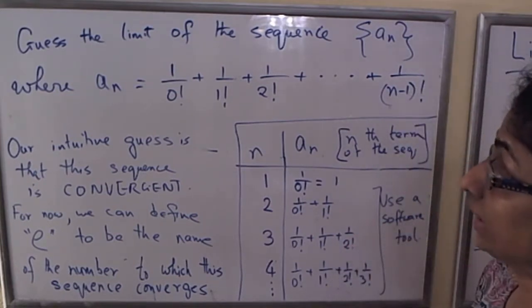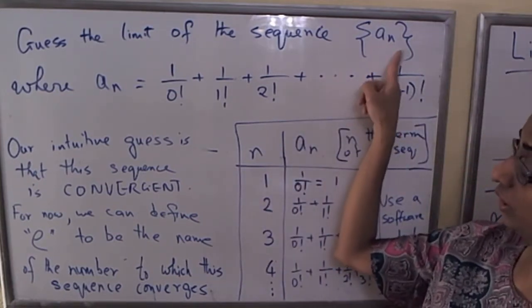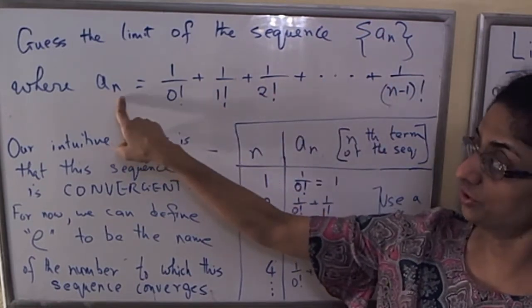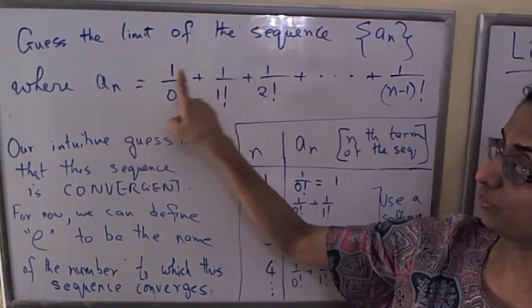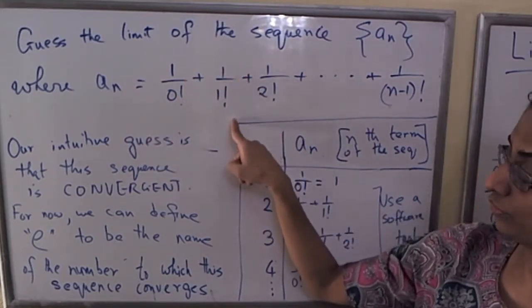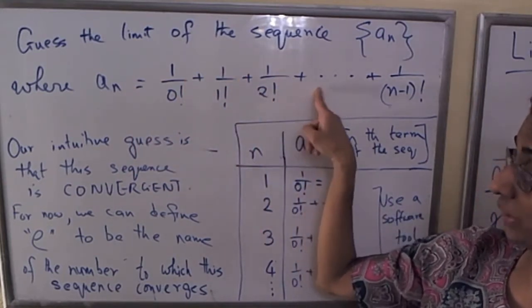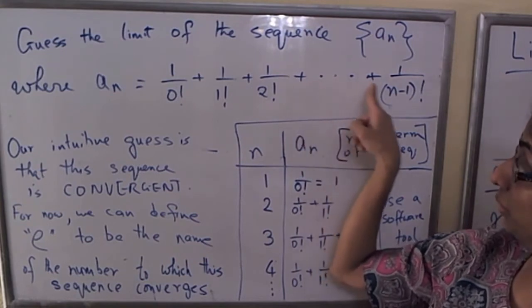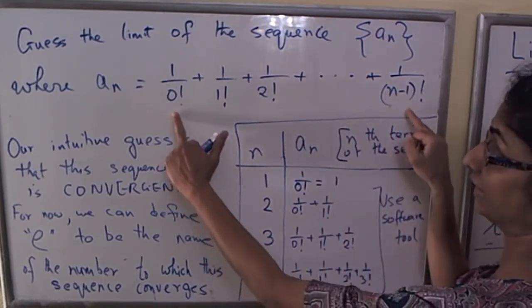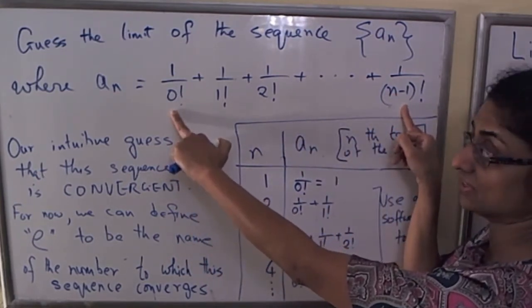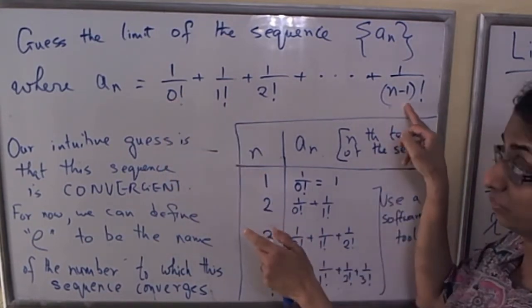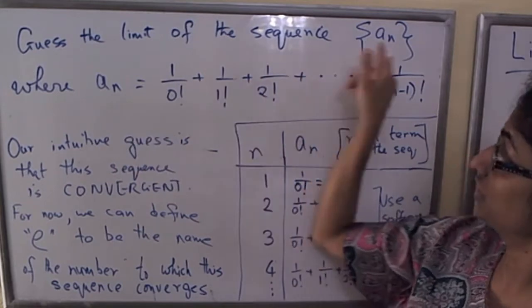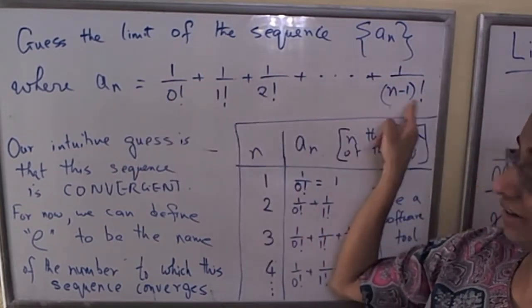So let's look at the sequence a sub n, where the generic nth term is defined as a sum. The nth term is 1 over 0 factorial plus 1 over 1 factorial plus 1 over 2 factorial. You get the pattern, and you do the sum until you have exactly n terms in the sum, because this starts at 0 and ends at n minus 1. So the nth term of the sequence is the sum of n numbers.